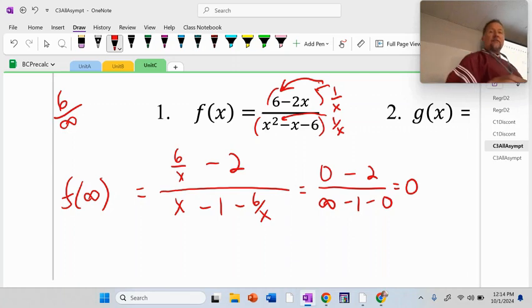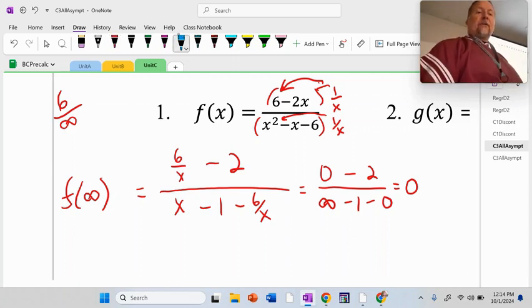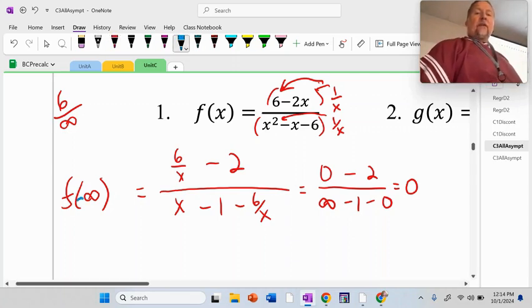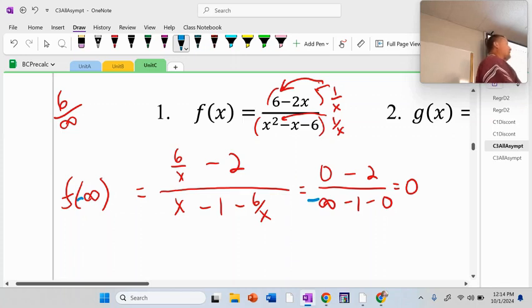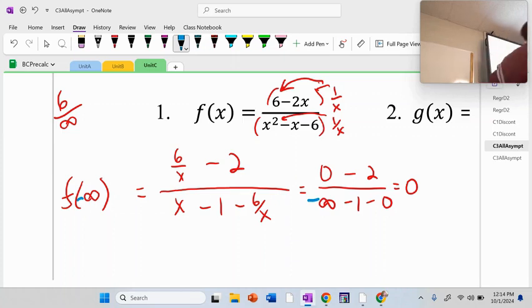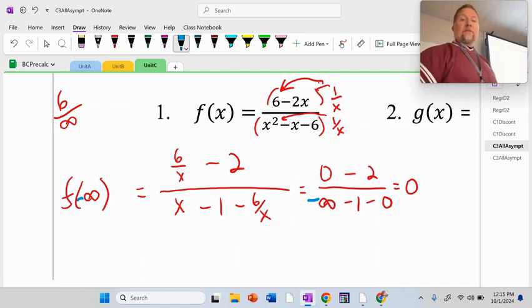Now, you want to get nuts? Let's get nuts. Let's plug in negative infinity. The only thing that changes is this. That's the only thing that changes. What's negative 2 over negative infinity? Still 0. So on both ends, when I plug in big numbers, both positively and negatively, you really shouldn't say big numbers negative. The bigger the negative, the smaller it is, right? You're approaching 0 on both ends.